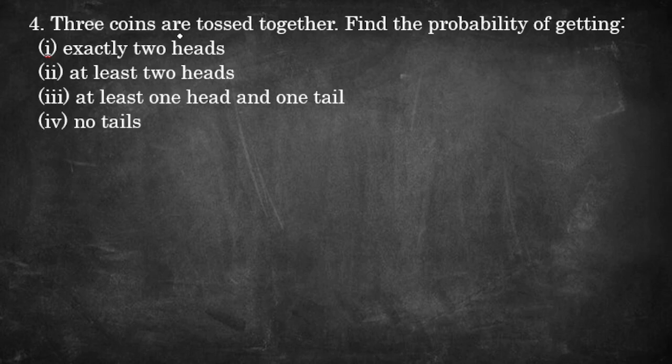Question number 4 says 3 coins are tossed together. Find the probability of getting exactly 2 heads, at least 2 heads, at least 1 head and 1 tail, and no tails. Okay, so first of all, we'll find the sample space or total outcomes.